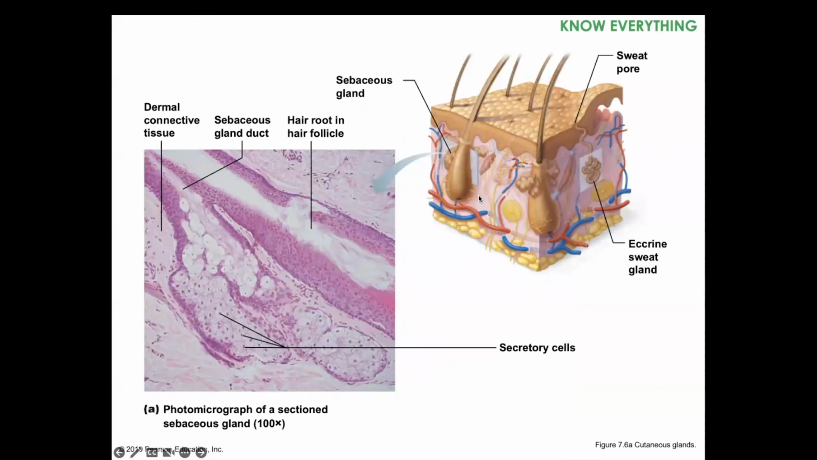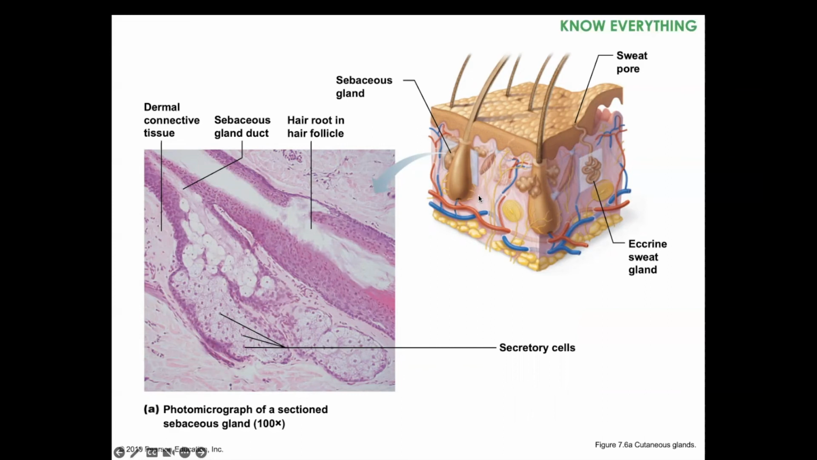Next, we'll look at the different glands in the skin. There are going to be three kinds of glands we'll talk about: sebaceous glands, eccrine sweat glands, and apocrine sweat glands. First, we'll look at sebaceous glands. Look at the image on the left, you'll see the cuboidal secretory cells that are going to secrete into a duct that is connected to the hair follicle.